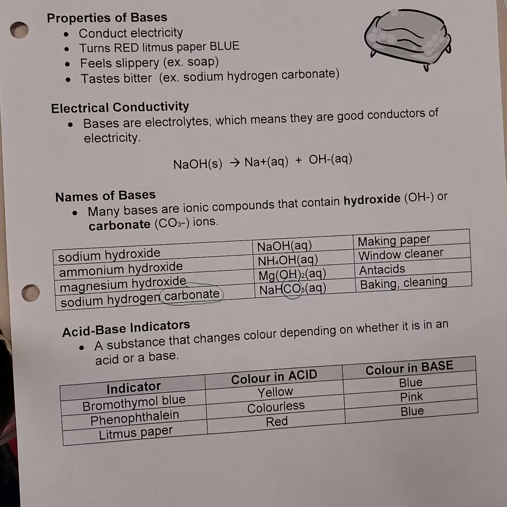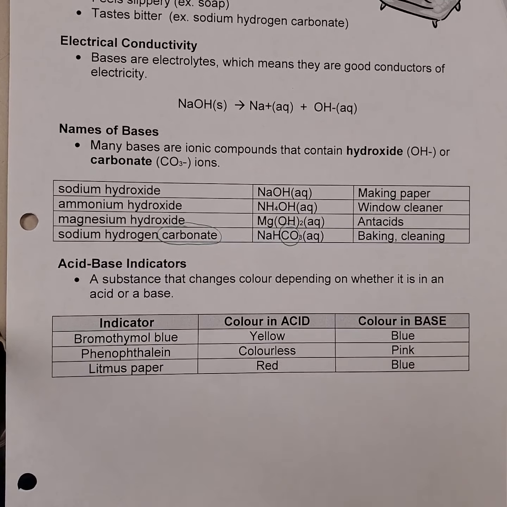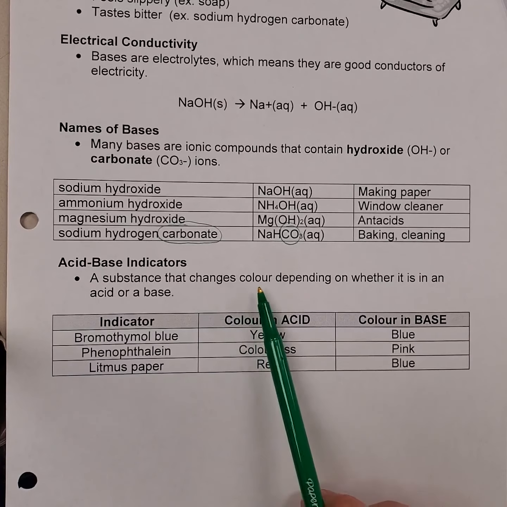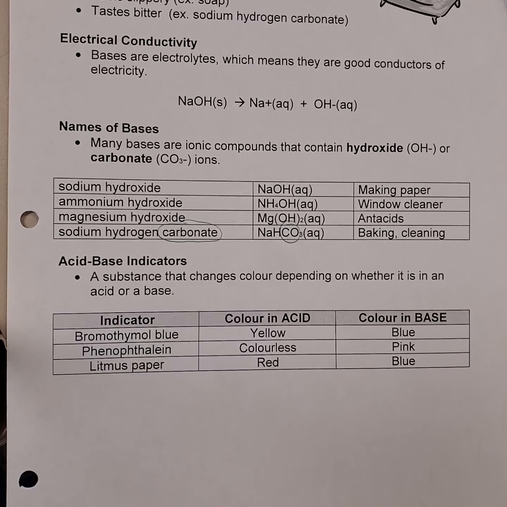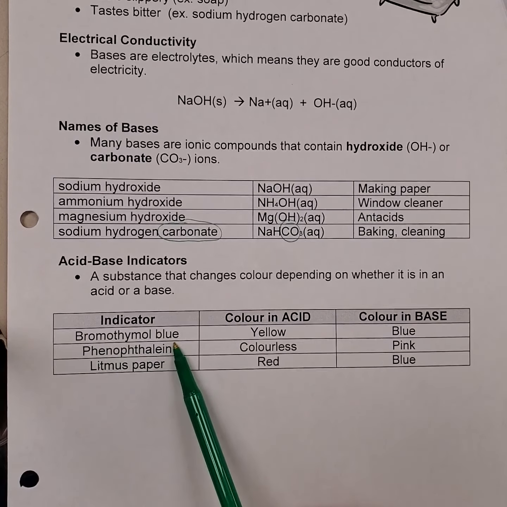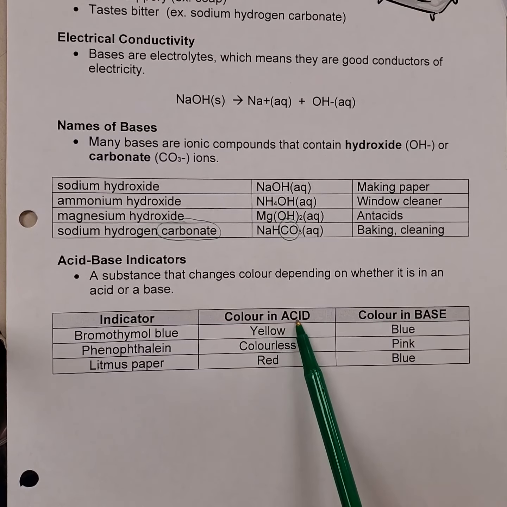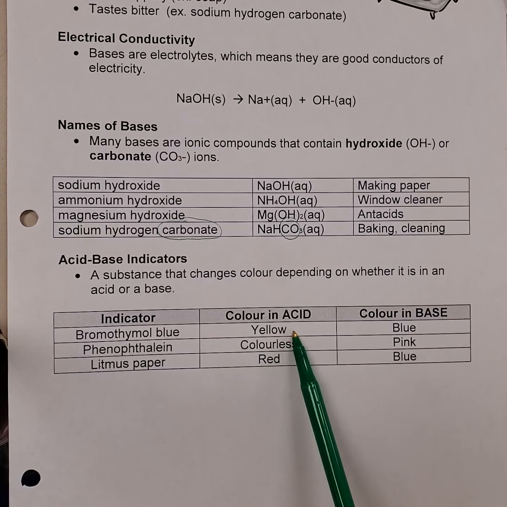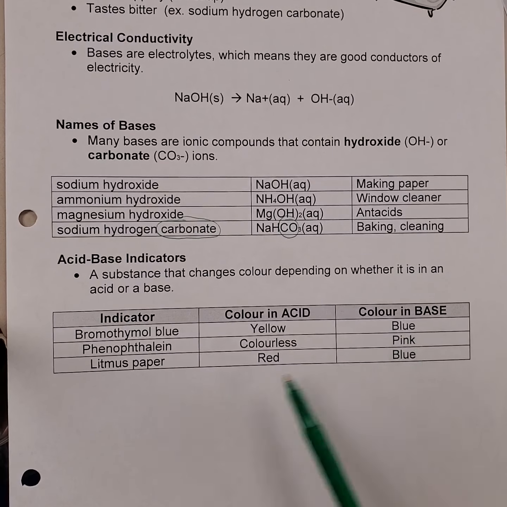So the last part of the lesson is acid-base indicators. An indicator is a chemical or a substance that changes color depending on whether it is in an acid or a base. So this indicator, called bromothymol blue, is a blue liquid. If you put this blue liquid into a liquid that is an acid, the blue liquid forms a yellow color. If you put it into a base, it stays blue.